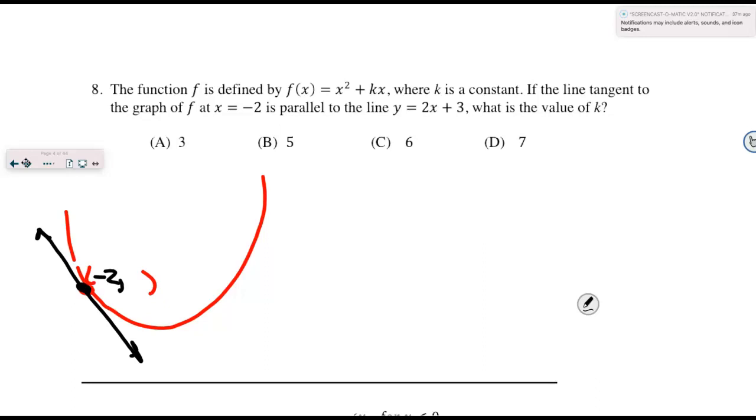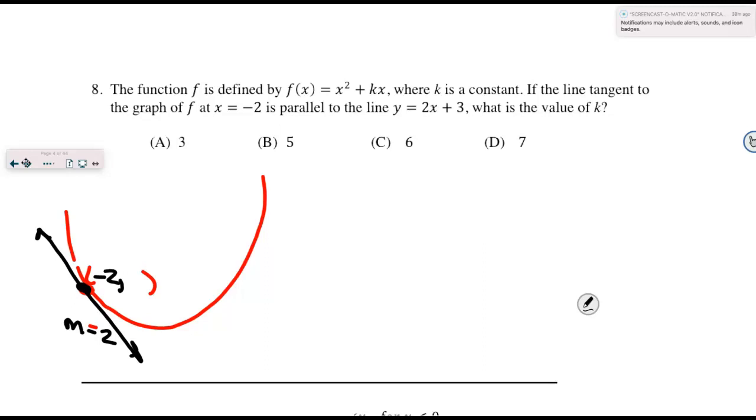It says that if that tangent line is, what does it say? Parallel to y equals 2x plus 3. What does that mean if it's parallel to it? Same slope. So the slope of this line is equal to what? 2. Okay? It says, what's the value of k? All right? So tell me, what do you think you're going to have to do with this to figure out what the value of k is?